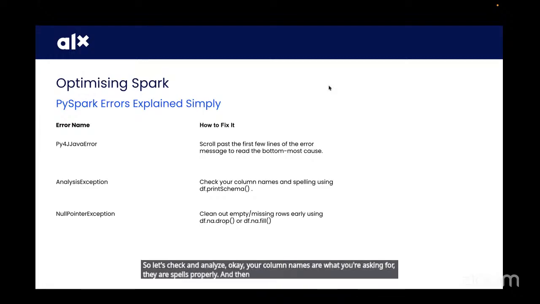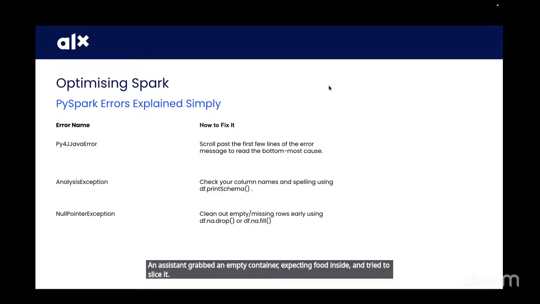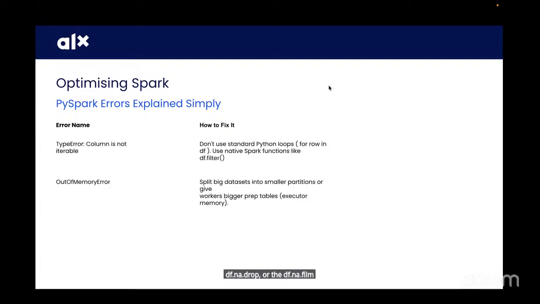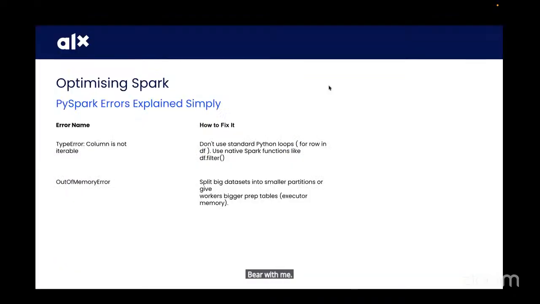And then another error is the null pointer exception. Using our kitchen analogy, an assistant grabbed an empty container expecting food inside and tried to slice it. You fix this by cleaning out empty or missing rows early using df.na.drop or df.na.fill. Sorry, bear with me. Aha.